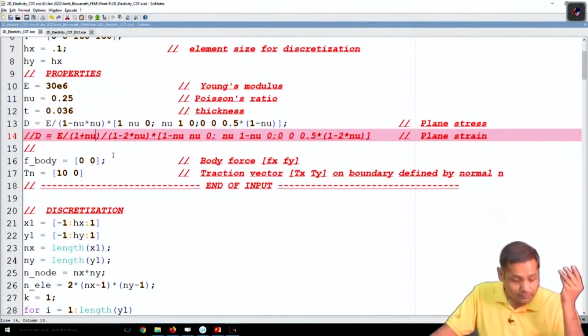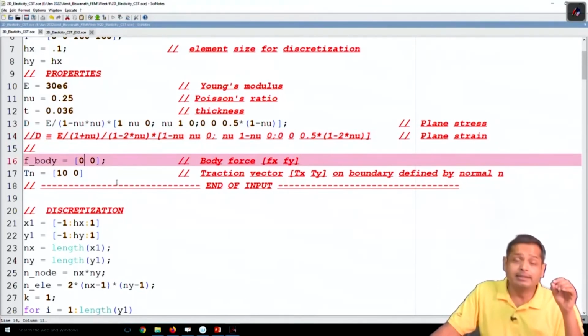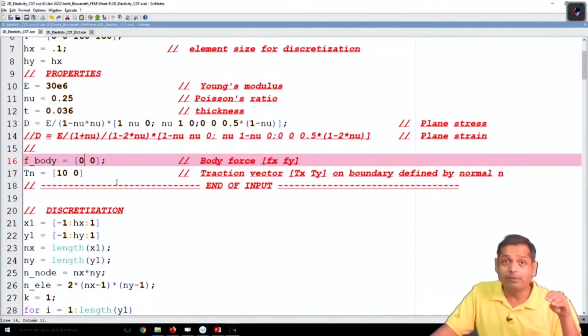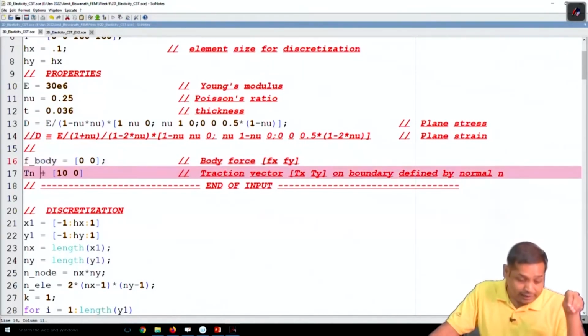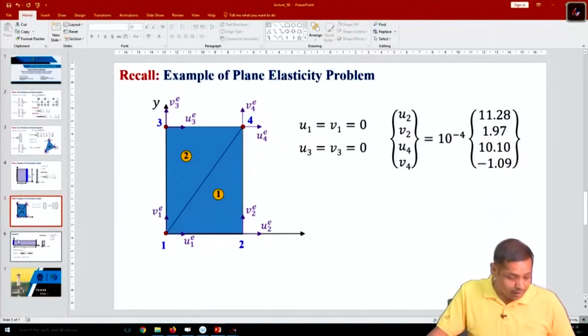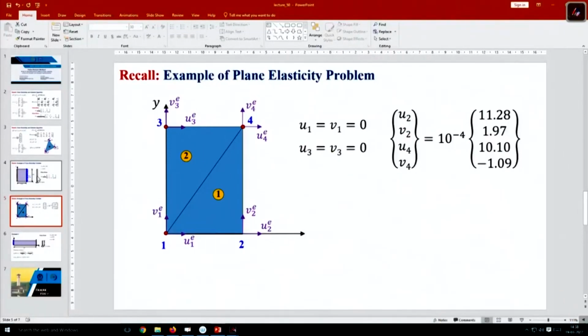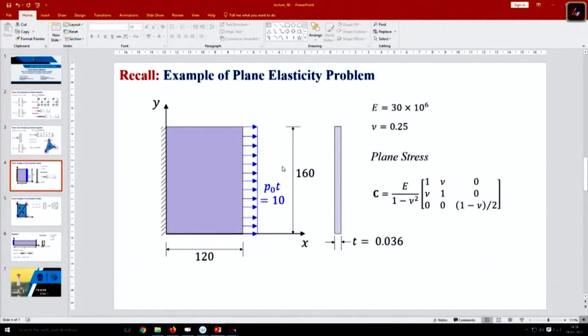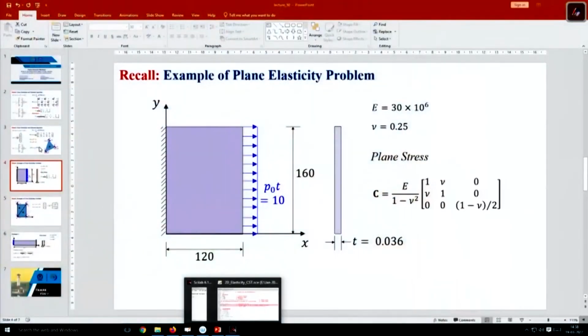Okay. Now F body tells you what is the body force term in x direction and body force term in y direction, and Tn is the traction term. Means for this example, if you take our traction term is this. So x direction it is 10. That's why it is taken as 10. Now, so this is our traction term.